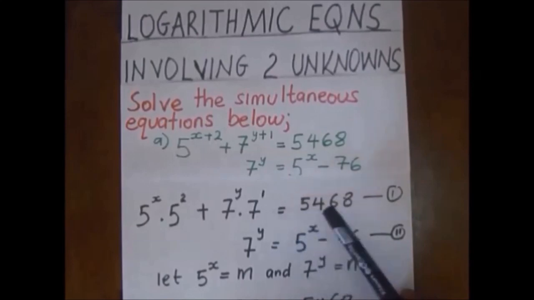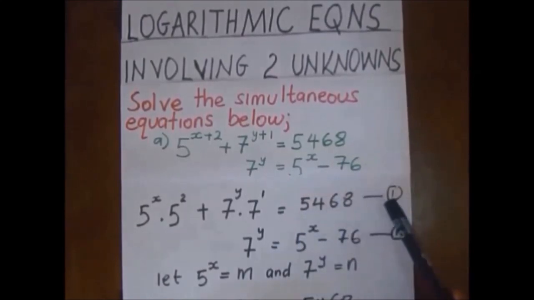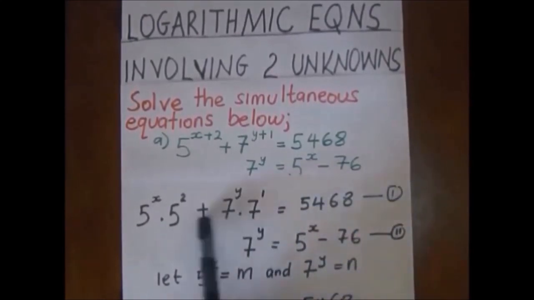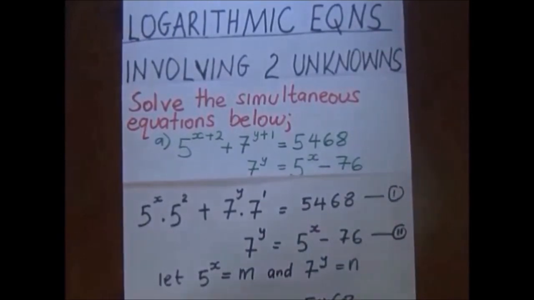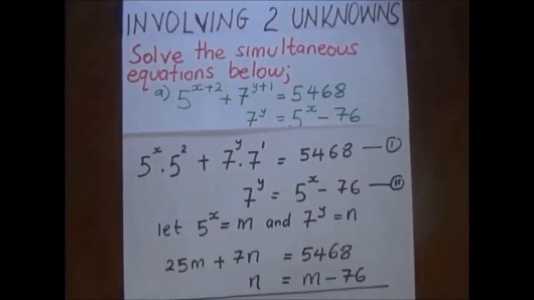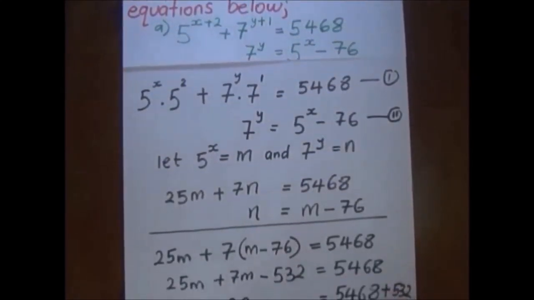This is all going to be equal to 5468, and that is going to make our equation 1. Our equation 2 is going to be 7 to the power y is equal to 5 to the power x minus 76. So from there, let 5 to the power x be equal to m and 7 to the power y be equal to n, so that we are able to obtain two simultaneous equations that we can easily manage to solve.